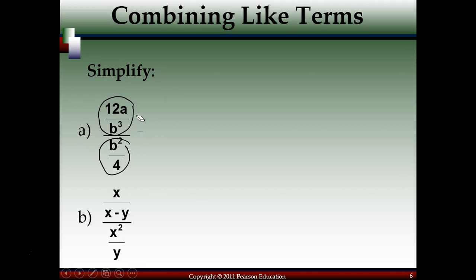Okay, so this is equal to 12a over b cubed times the reciprocal of this, so flip this, and you get 4 over b squared. Now we just multiply straight across. So we get 48a over b cubed, and we're done.